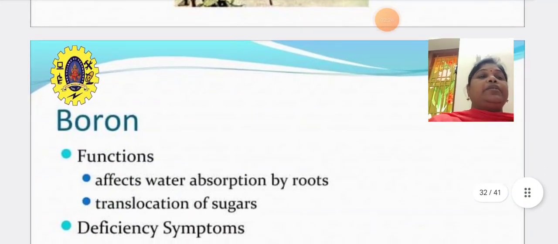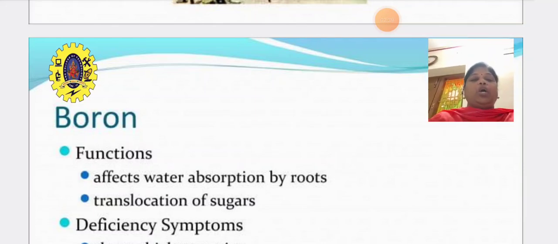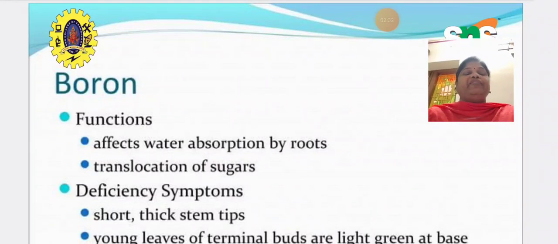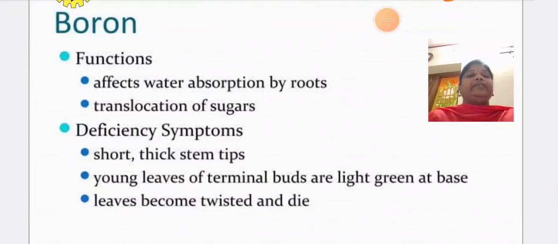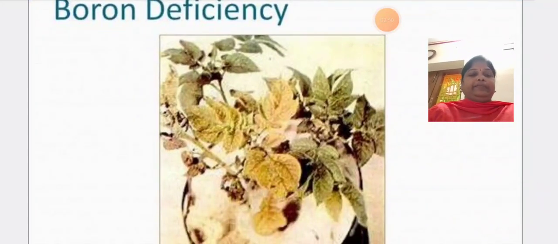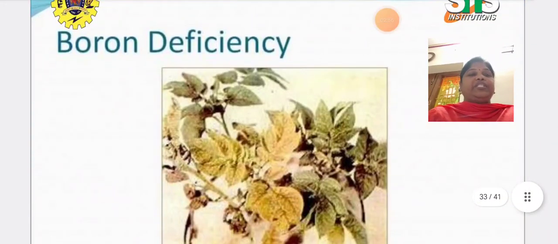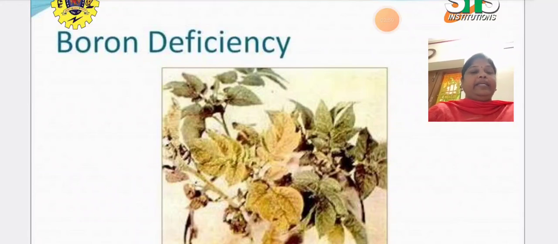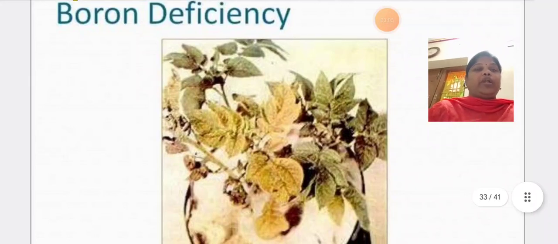Then another element is boron. The functions of boron are to affect water absorption by the roots and the translocation of sugars. The main function of boron is sugar transportation. The deficiency symptoms of boron are short, thickened stem tips. Young leaves of terminal buds are light green at the base. Leaves become twisted and die. The picture shows boron deficiency, with leaves twisted and dying. These are the symptoms of boron deficiency.